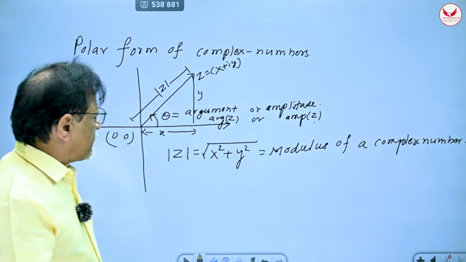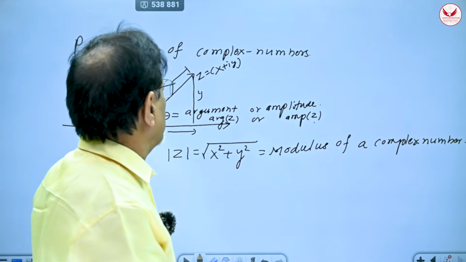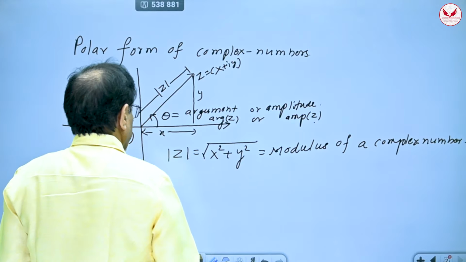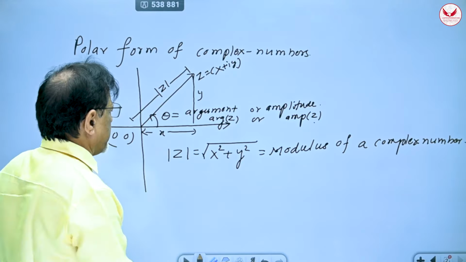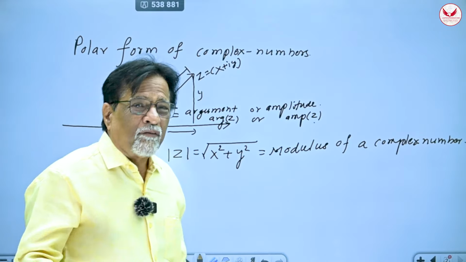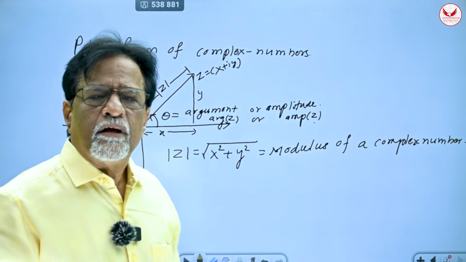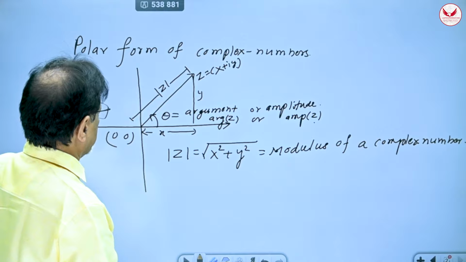Now, modulus is nothing but the distance of the number x plus iy from origin. That's the simple explanation of modulus. So, mod z is denoted by root of x square plus y square. That means root of square of real part plus square of imaginary part. So, that is how we define this mod z.